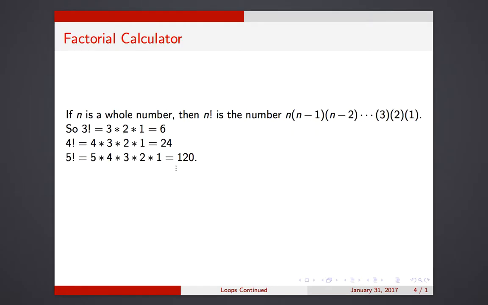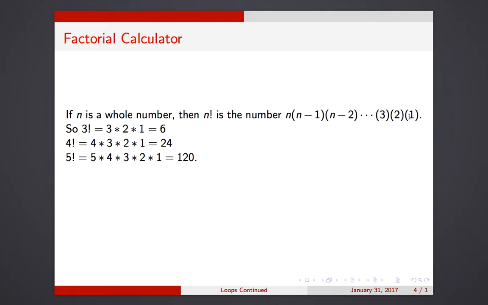Okay, the next example I want to show you is called a factorial calculator. So if you've forgotten what a factorial is, if n is any whole number, n factorial is the number n times 1 less than n times 2 less than n, etc.